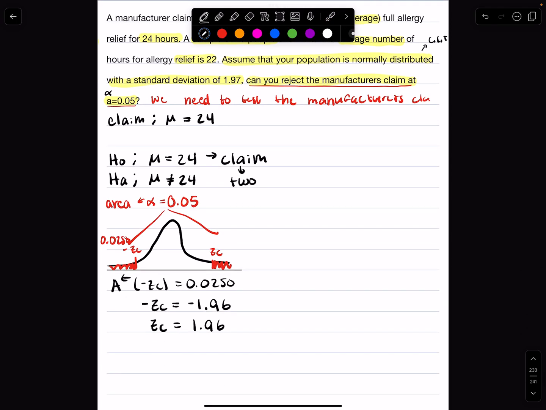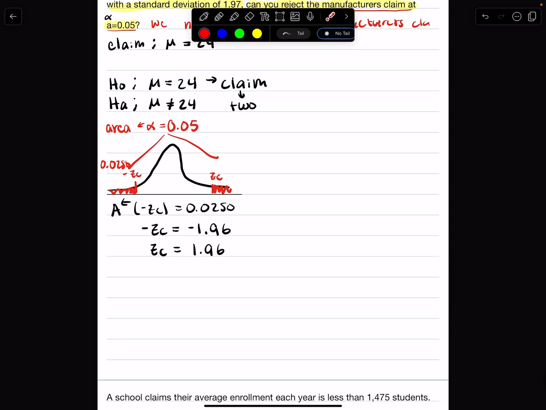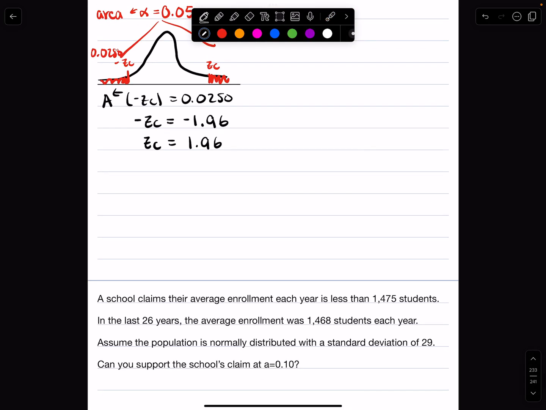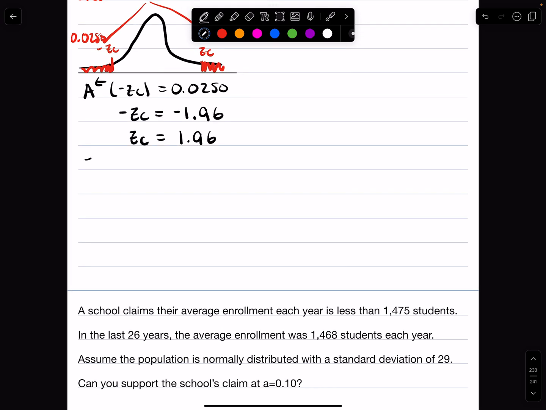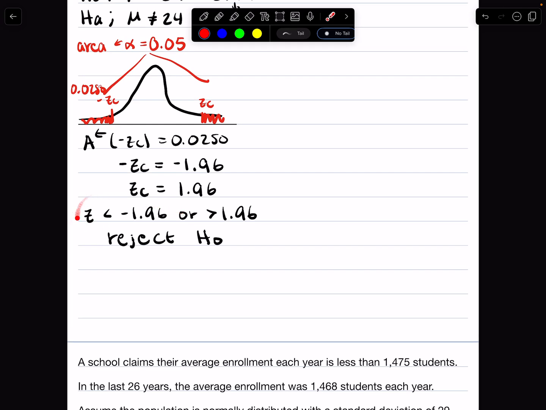What I like to do after I draw this picture and find our critical values, which we do after we state our null and alternative hypothesis, is to go ahead and say that, okay, that means if z is less than negative 1.96, or greater than positive 1.96, it's in the rejection region. So we are going to reject H naught. I like to go ahead and write this. Now it's just a matter of what z is. We know what's going to decide whether we reject H naught or not. But what do I need to decide that? I need my z value.